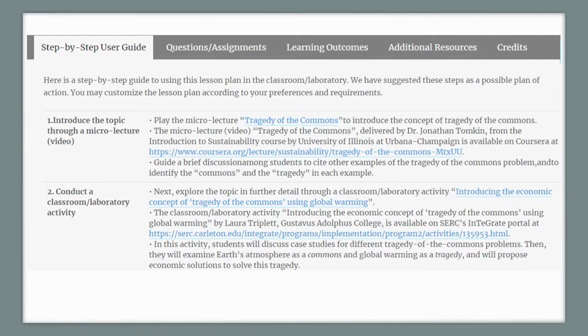Next, explore the topic in further detail through a classroom laboratory activity titled Introducing the Economic Concept of Tragedy of the Commons Using Global Warming. This classroom lab activity has been developed by Laura Triplett and is available on SERC's portal at the link shown here. In this activity, your students will discuss case studies for different tragedy of the commons problems. They will examine the Earth's atmosphere as a commons and global warming as a tragedy and will propose economic solutions to solve this problem. All instructions of how to use this resource are provided in the link shown here.